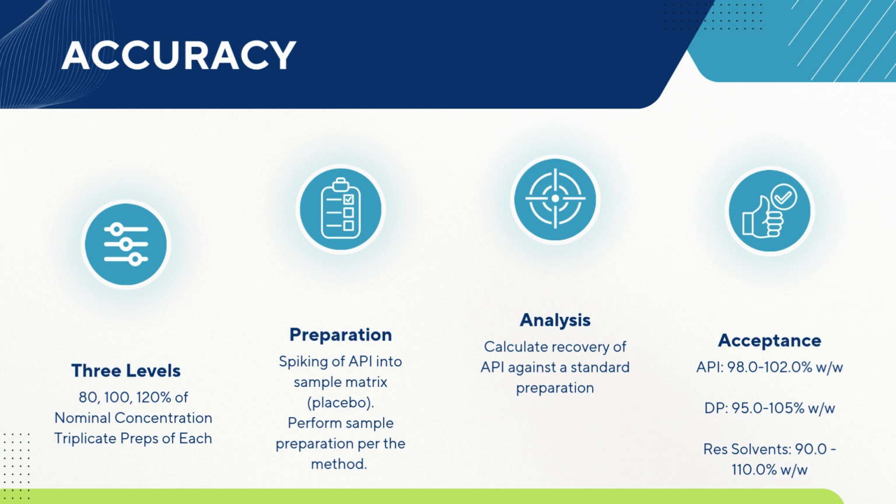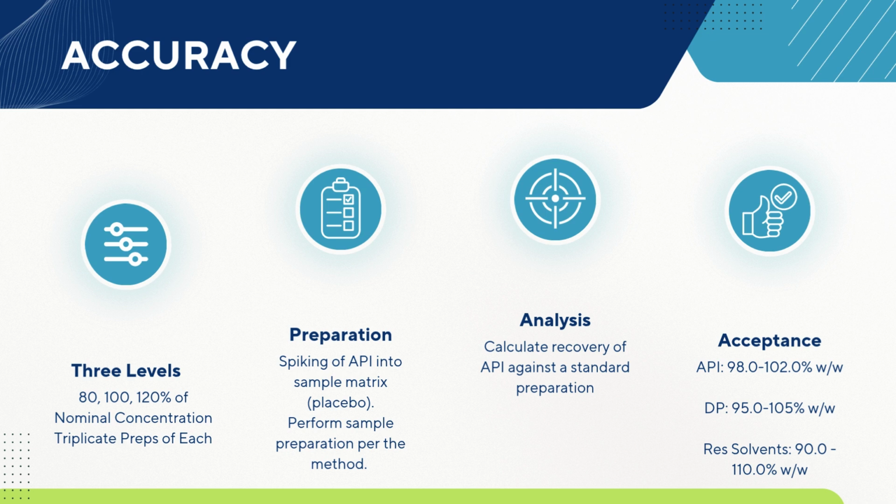Accuracy is performed at 3 levels, most commonly 80, 100, and 120% of the nominal concentration of the method. For phase 1 methods, this is reduced to only include the 100% level at n equals 3 replicates. For later phase programs, the 100% level is prepared 6 times.